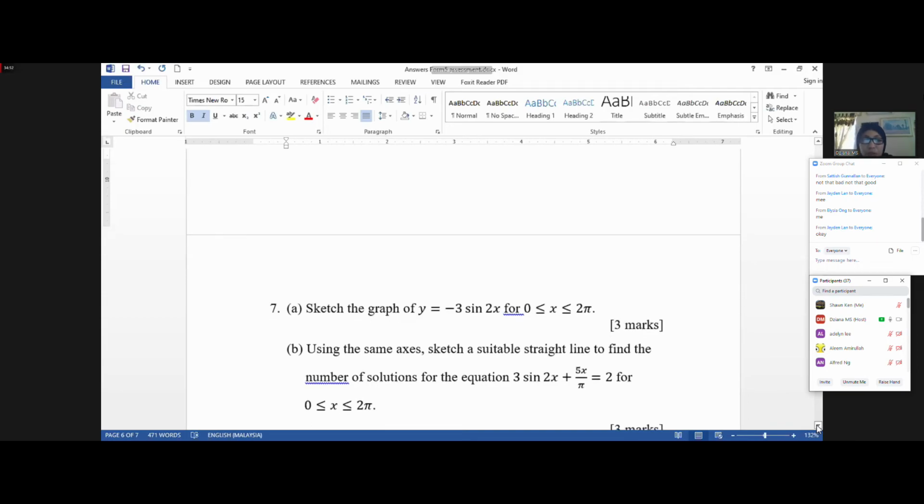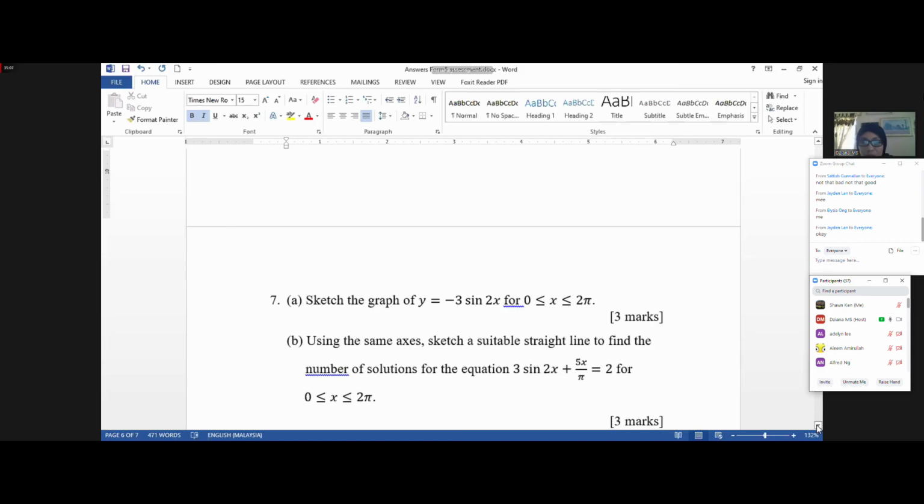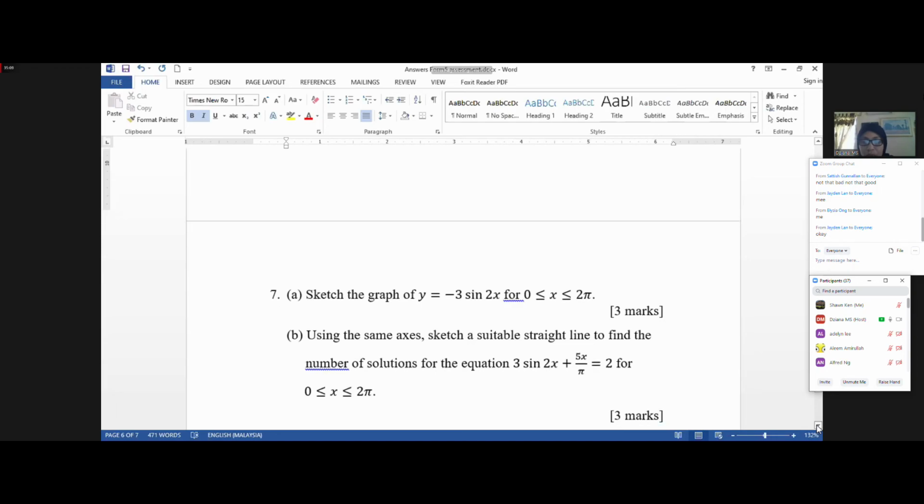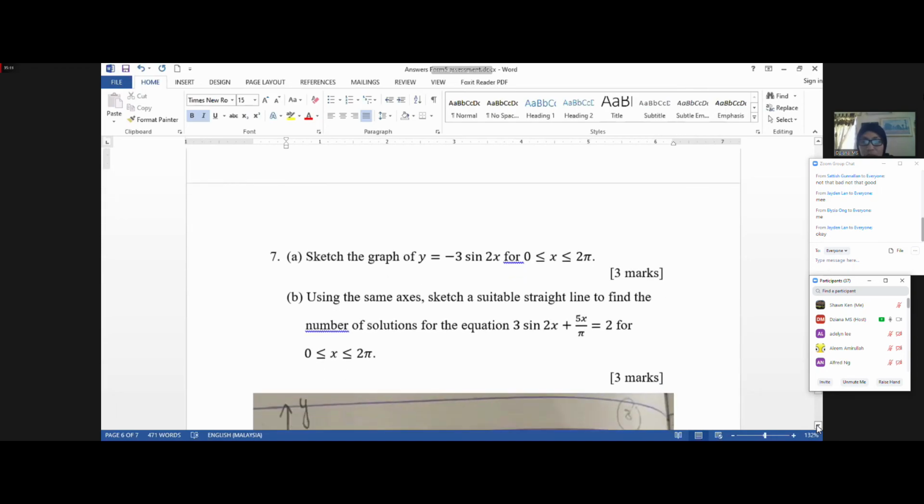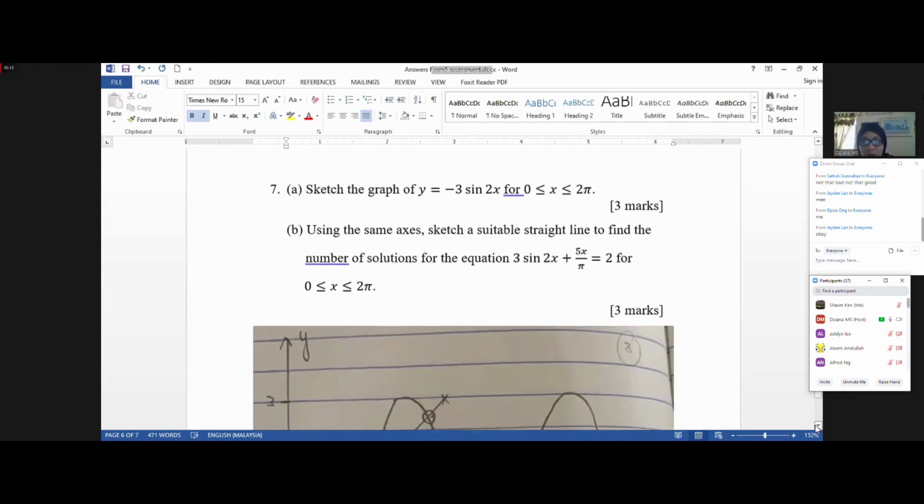And then using the same axis, sketch a suitable straight line to find the number of solutions for the equation 3 sine 2x plus 5x over pi equals to 2 for the same domain. Okay, 3 marks for A, 3 marks for B. I'm going to straight away show you the graph of A and B.